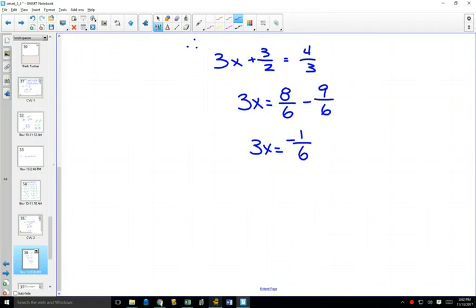How do I get x by itself? Divide by 3. Dividing by 3 is the same as multiplying by 1/3. So we'll get x is negative 1 over 18.